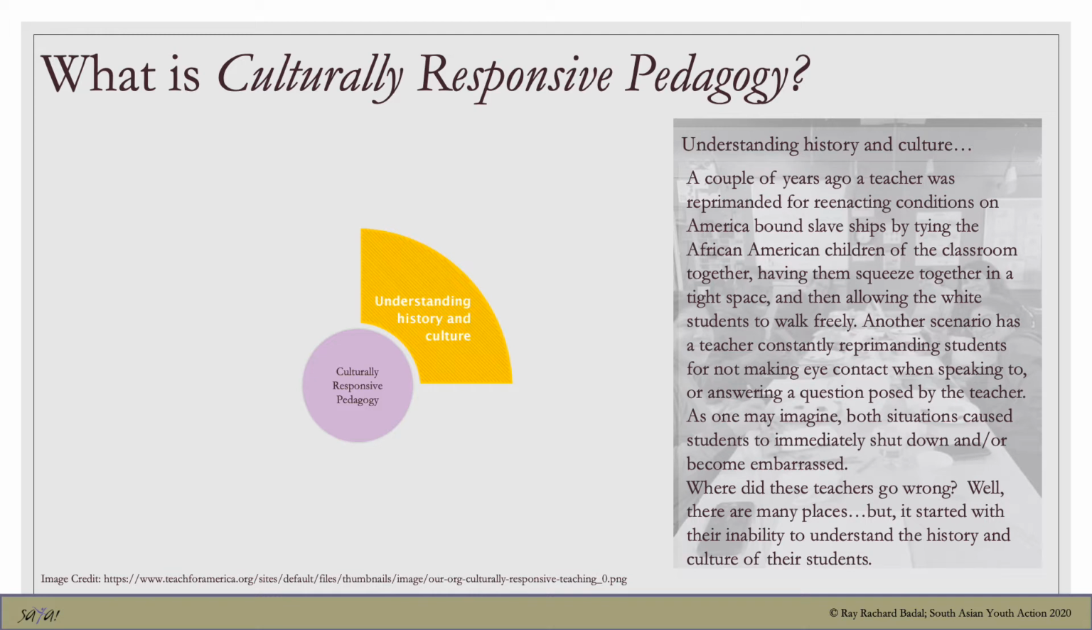Where did these teachers go wrong? Well, there are many places, but it started with their inability to understand the history and culture of their students. So in this bucket of culturally responsive pedagogy, understanding our students' history and culture will help us really and truly determine whether or not our students are going to be comfortable with a given situation or scenario we present them with, and whether or not they're being disrespectful or belligerent, or if they're just following their cultural norms as they would normally with other elders in their community.